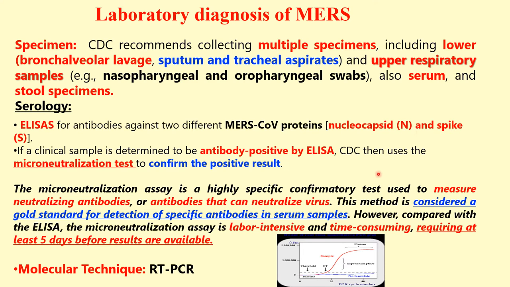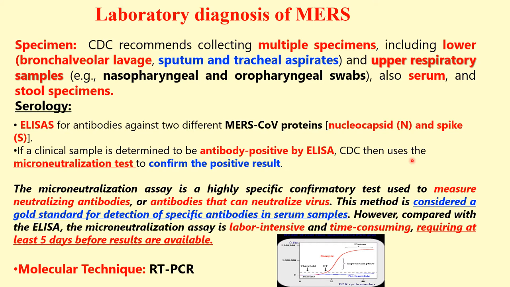Now, say for example, if the patient tested positive for infection with the MERS coronavirus, then the CDC, or the Center of Disease Control, recommended using another confirmatory test, which is a microneutralization test. And this is to confirm if the patient is positive. Now, what is a microneutralization assay or test? As I mentioned previously, this is a confirmatory test to measure neutralizing antibodies, or antibodies that can neutralize the virus. This is a good method for confirming infection with MERS coronavirus.